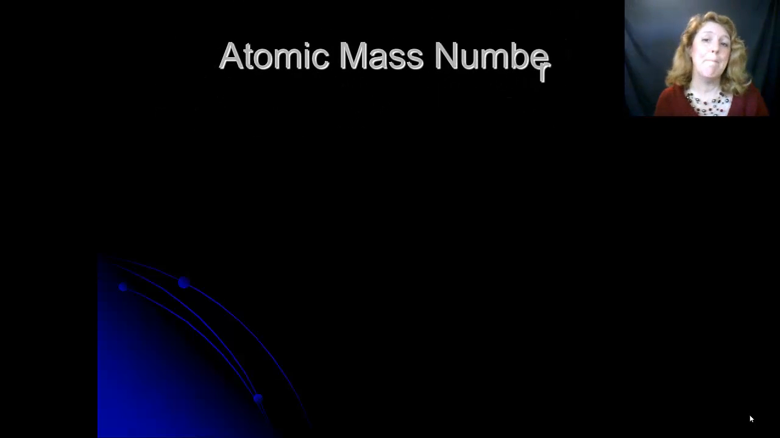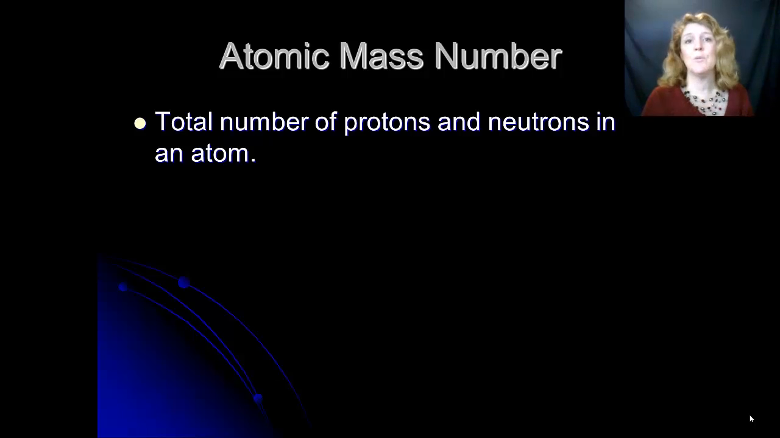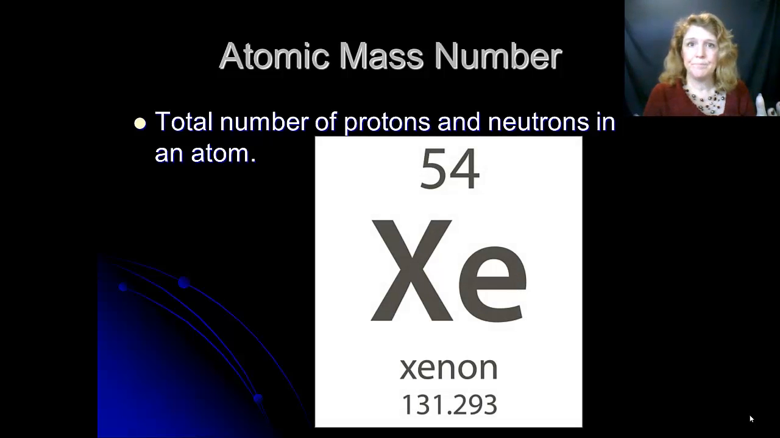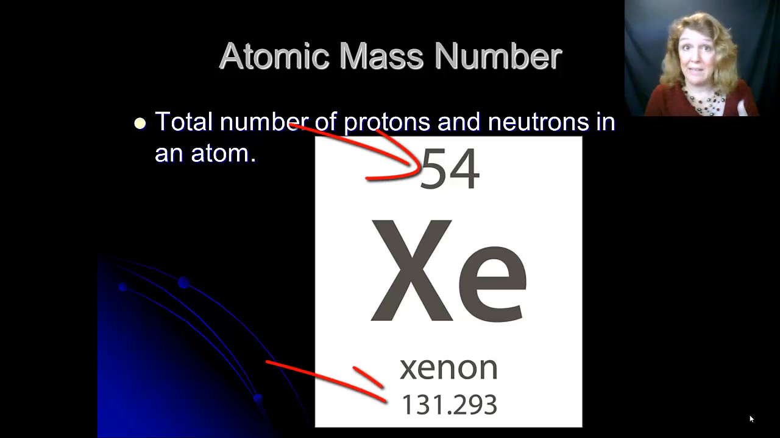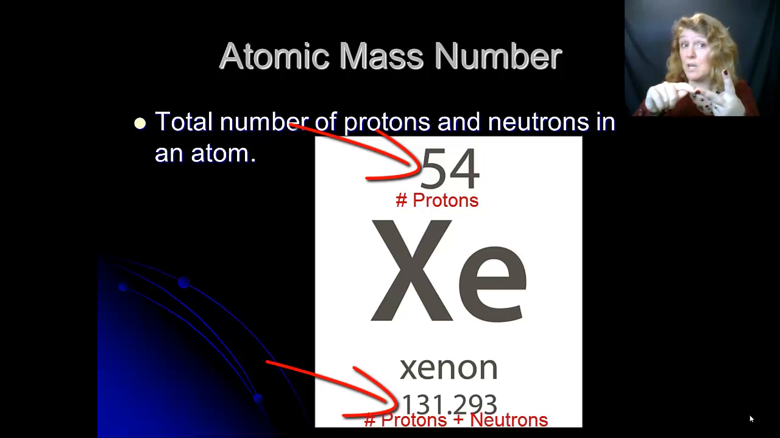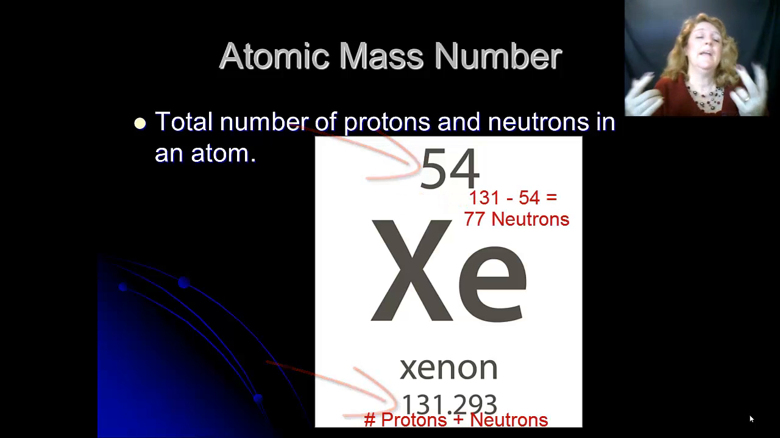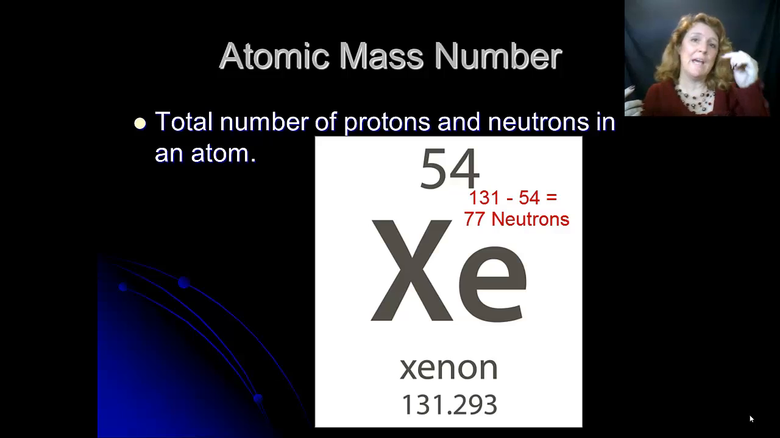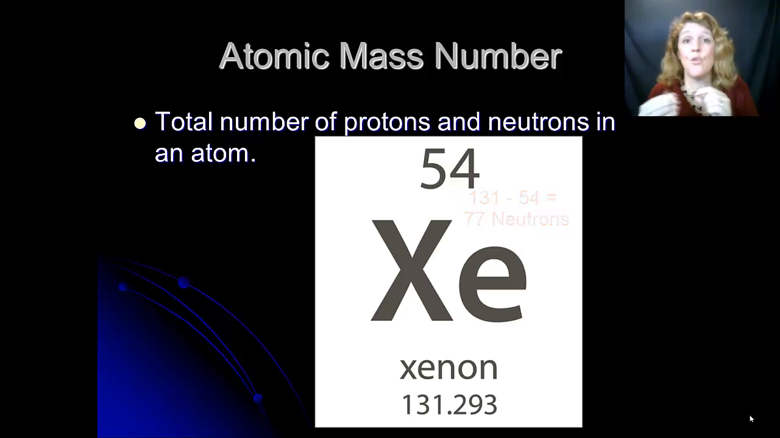Then we have the atomic mass number. This is the total number of protons plus neutrons, because it's the mass, it's the weight. So how much does a thing weigh? Well, essentially what you do is you count the number of protons and neutrons. So you've got two numbers in your box. You've got the atomic number and the atomic mass. You've got how many protons, and you've got how many protons plus neutrons. So how do you figure out how many neutrons you have? You subtract. That's it.